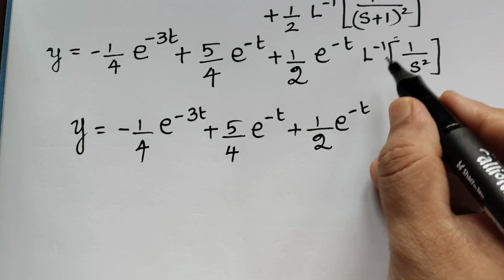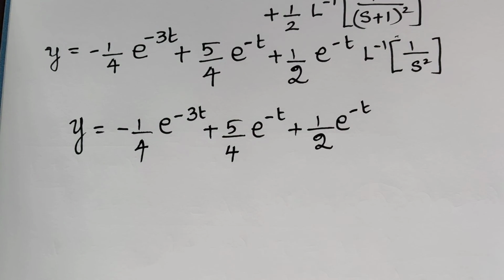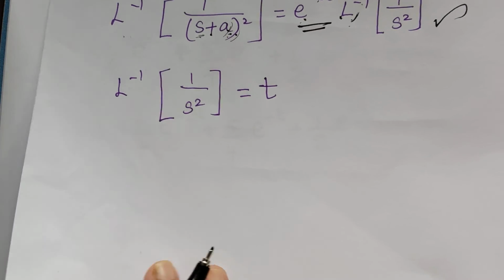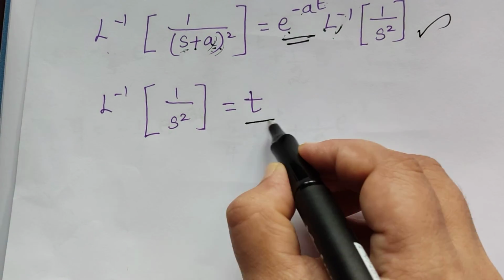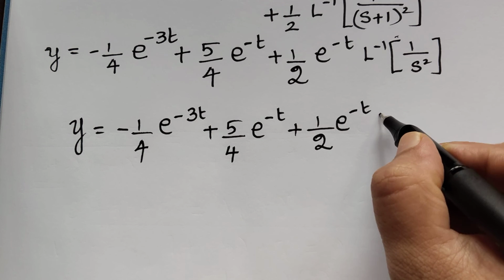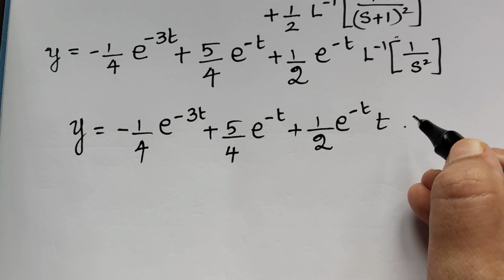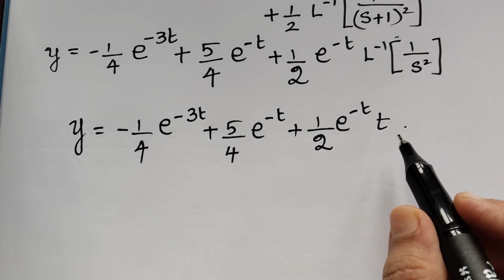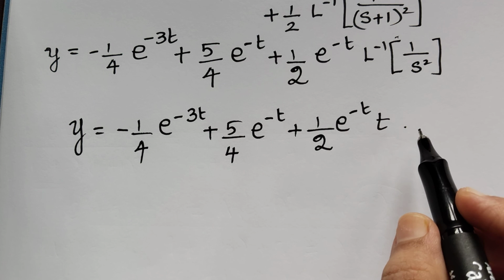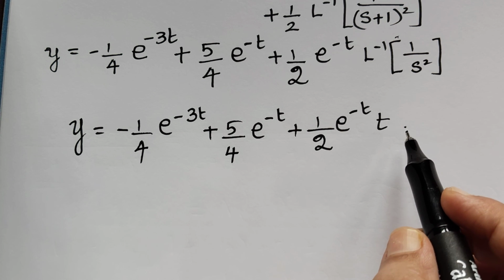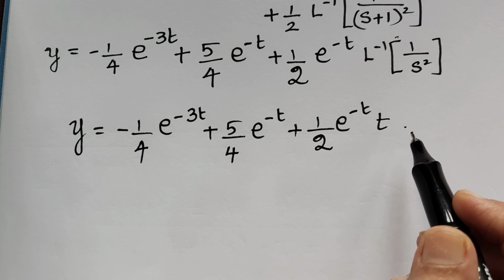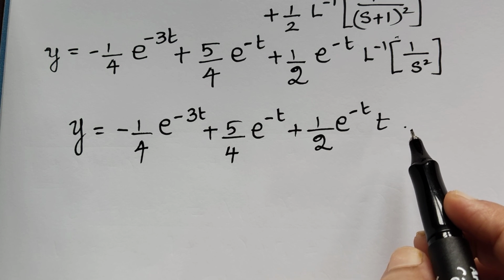And what is inverse Laplace transform of 1 by s square? By the formula we know that it is equal to t. So using this we have t over here. So this is the solution for the given ordinary differential equation which we have solved using the method of Laplace transform. Hope you have understood this problem.